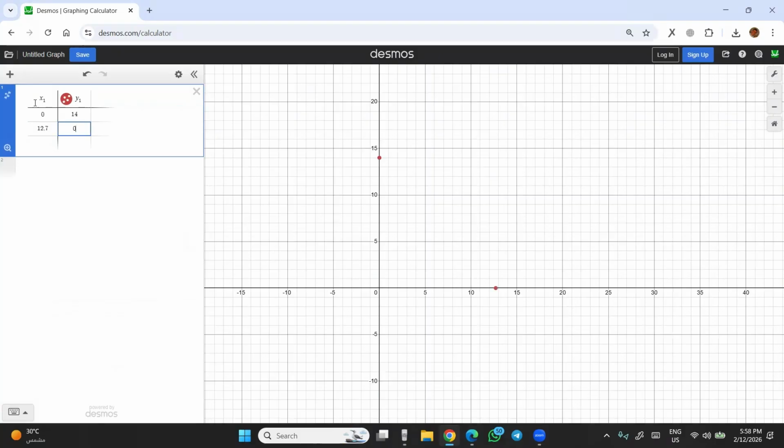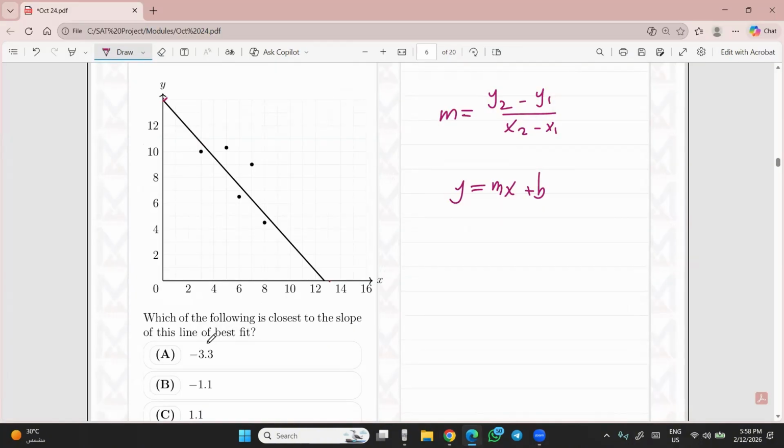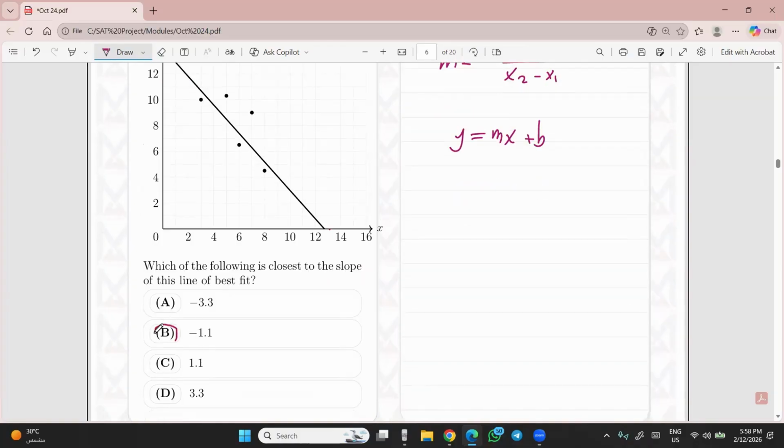Now you can choose this line, as you can see here, add a regression, and make sure that it's a linear regression. And you can just look at this equation right here. Just click on this, you'll see it more clearly. The number that comes beside x, or the coefficient of x, is always the slope. So the slope here is negative 1.1. If you consider rounding, you get the answer negative 1.1, which is letter B.